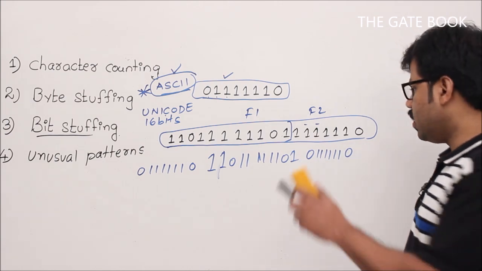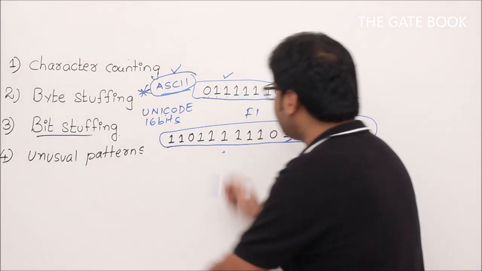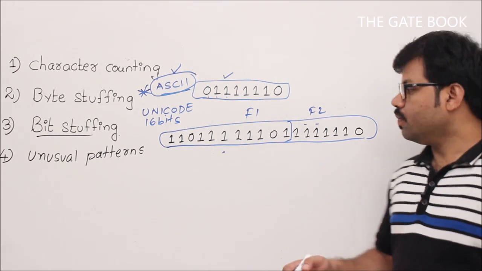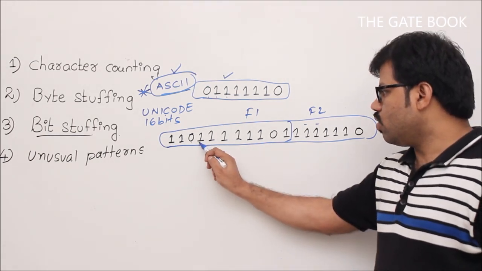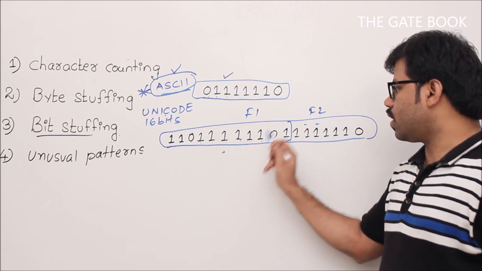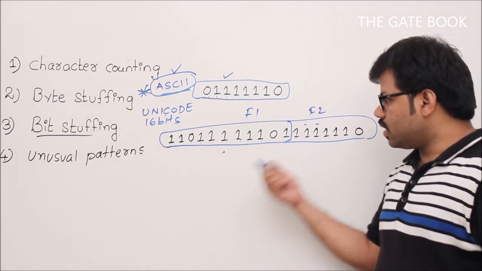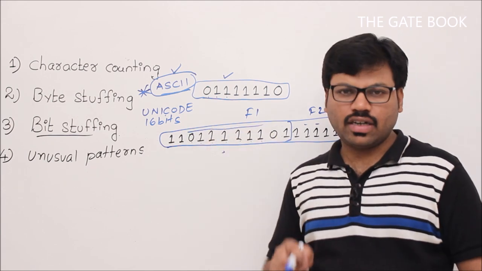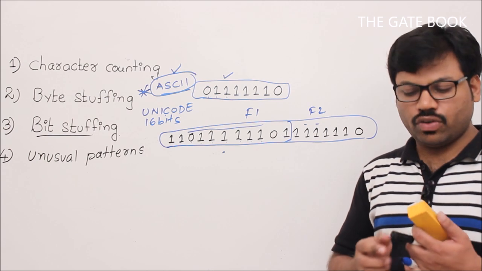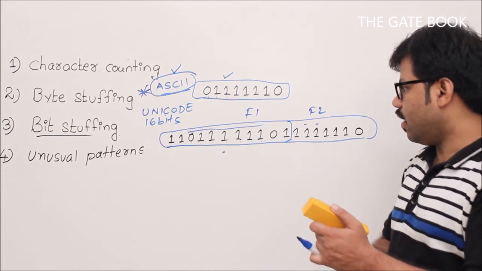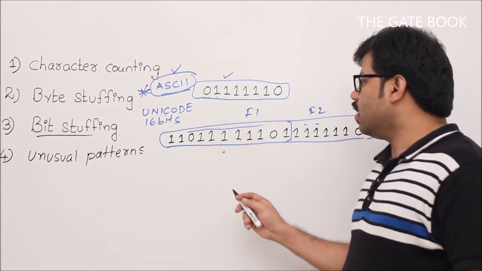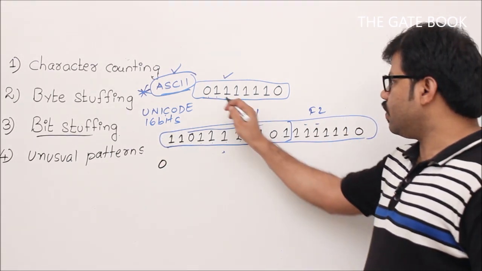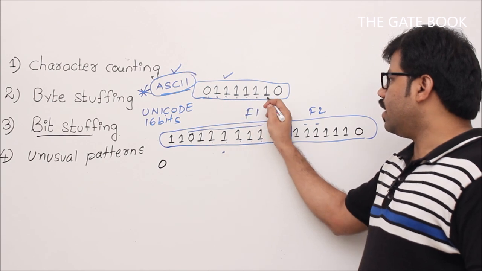But the only problem is, what if your data contains this pattern? Yes, it happens because your binary pattern can be anything. For example, you see six ones in the data. Then your receiver might think this is the end of the frame and again make a mistake, correct? To avoid that, whenever you see this pattern in the data, add 0 after 5 ones, because we should not have 6 ones in the data pattern.